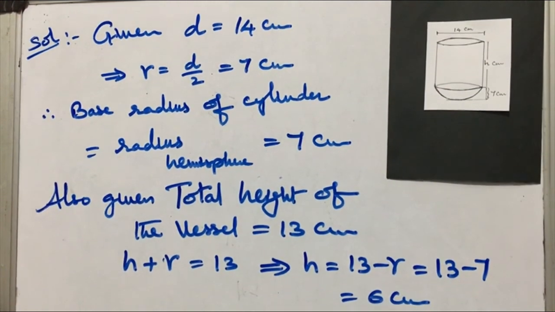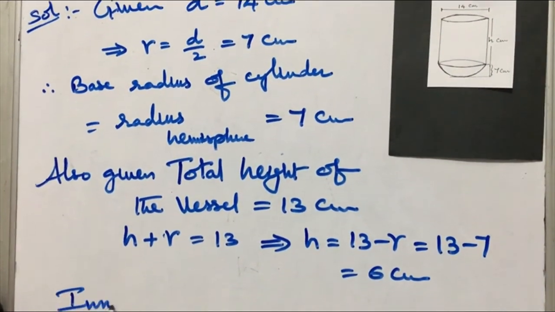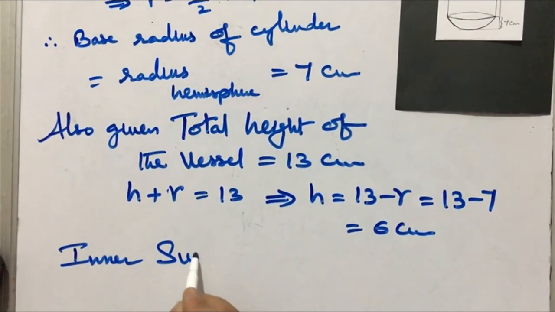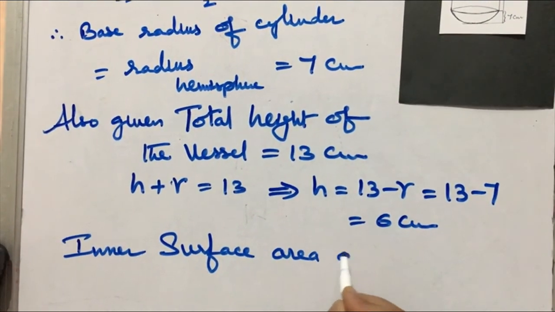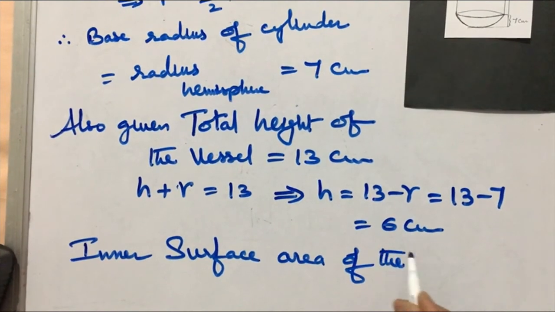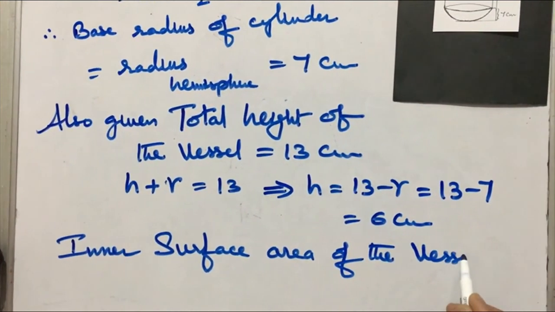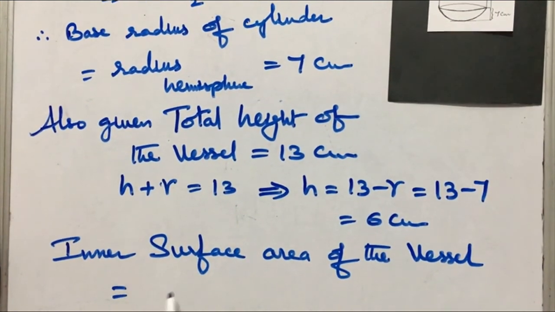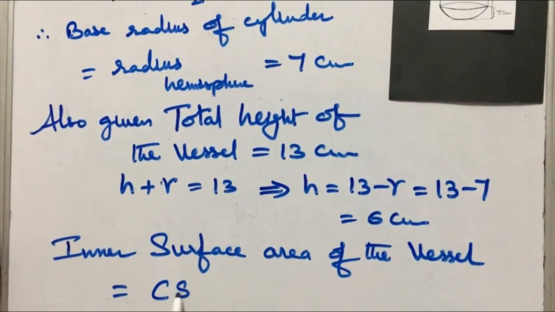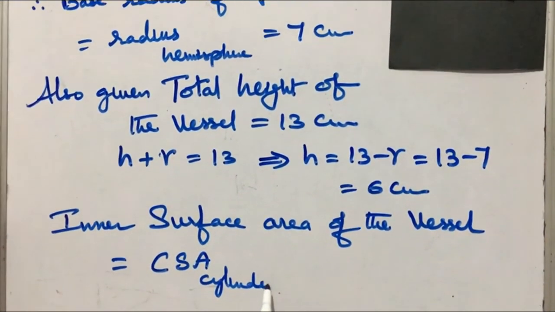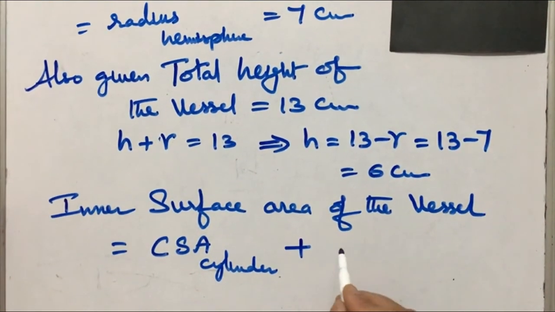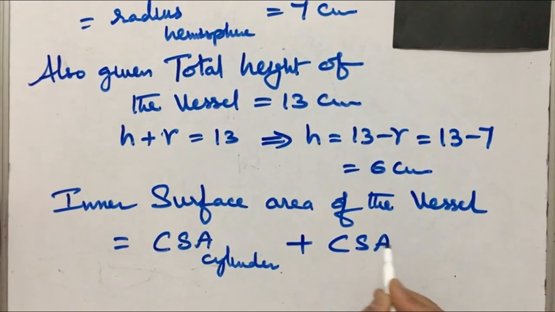So, how to find out the inner surface area of the vessel? The inner surface area of the vessel is nothing but the CSA of a cylinder plus the CSA of a hemisphere.